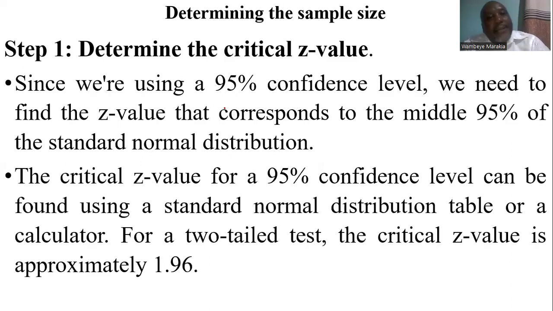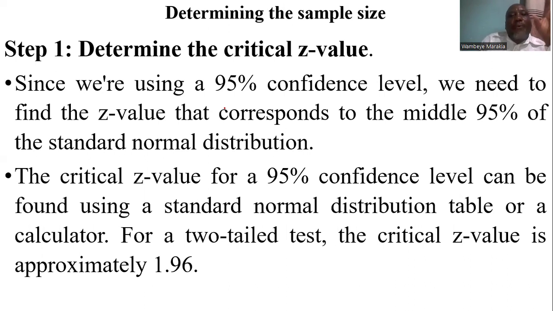Step number 1, determine the critical Z value. Since we are using a 95% confidence level, we need to find the Z value that corresponds to the middle 95% of the standard normal distribution. Now, the critical Z value for a 95% confidence level can be found using the standard normal distribution table, or it can be calculated.